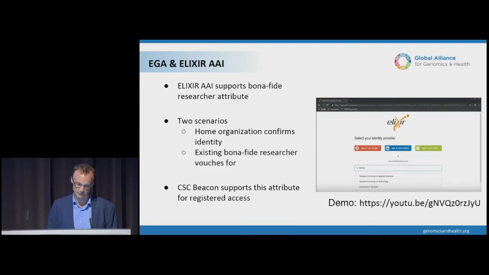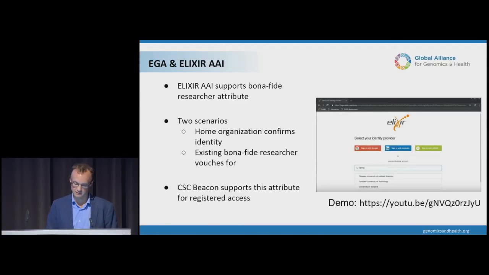There are two scenarios that we're looking at. In the first, a particular organization confirms the identity of a researcher. That's typically how controlled access is granted at the moment. But the idea is that we would be able to speed up this process without having to send bits of paper and emails around. If we can get this bona fide researcher attribute added into the AAI system, it will automate this process.